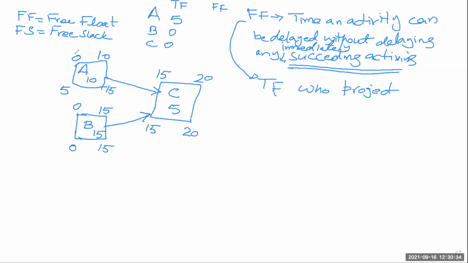But instead, for example, if I start it at 6, then 6 plus 10 is 16. So A will finish at 16. Since A will finish at 16, but C cannot start earlier than 15, it will also affect C. In this case, we can see that A has a free float of the difference between this number and this number.